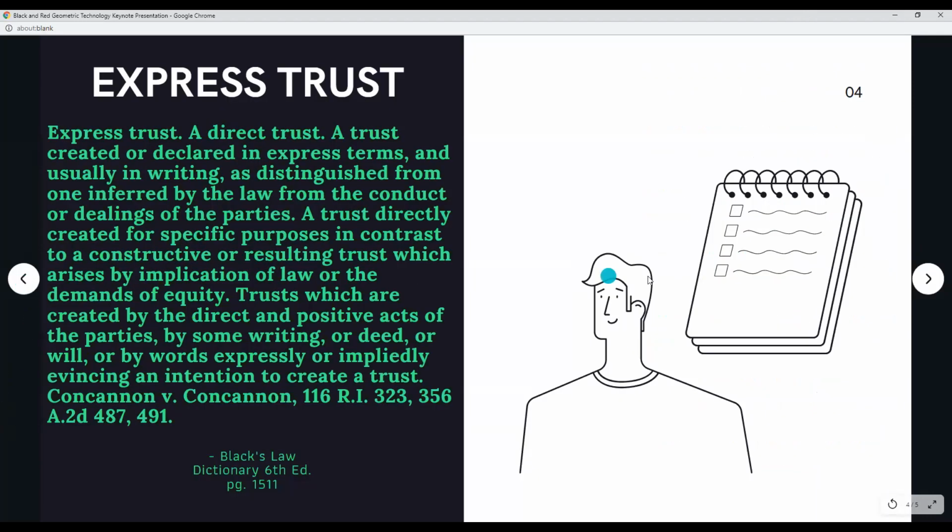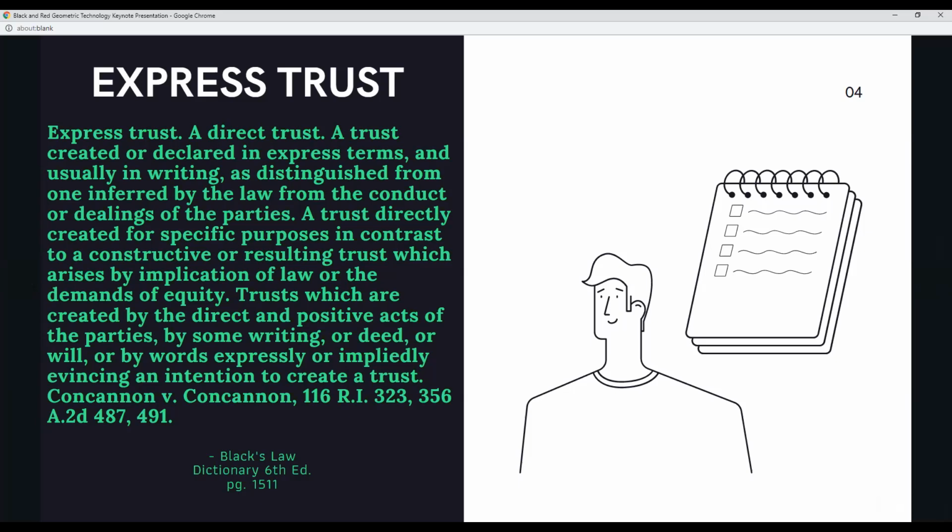It's a direct trust, a trust created or declared in express terms and usually in writing, as distinguished from one inferred by the law from the conduct or dealings of the parties. A trust directly created for specific purposes in contrast to a constructive or resulting trust, which arises by implication of law or the demands of equity. Trusts which are created by the direct and positive acts of the parties, by some writing or deed or will, or by words expressly or impliedly evincing an intention to create a trust.